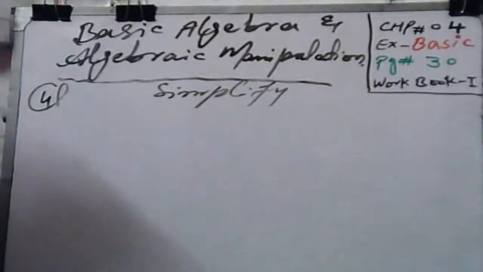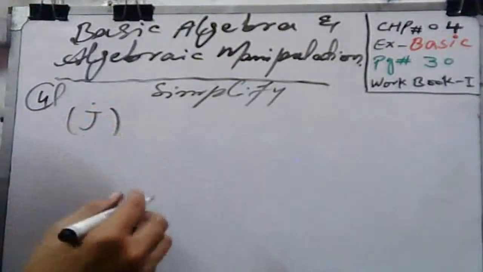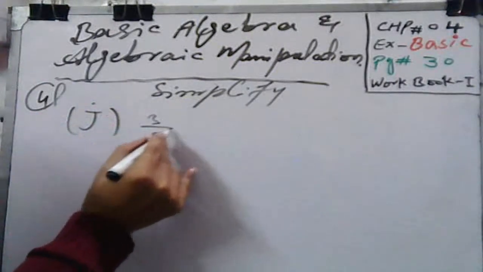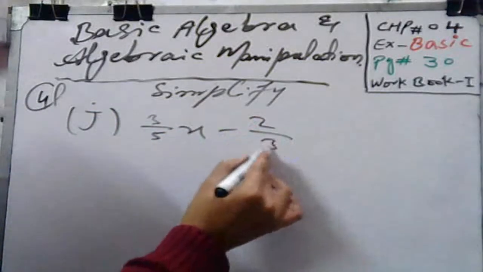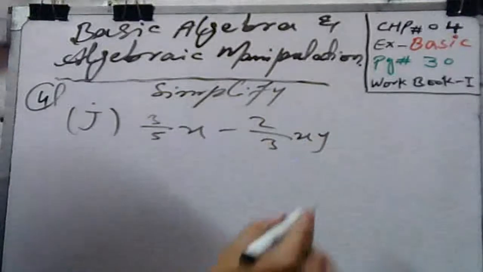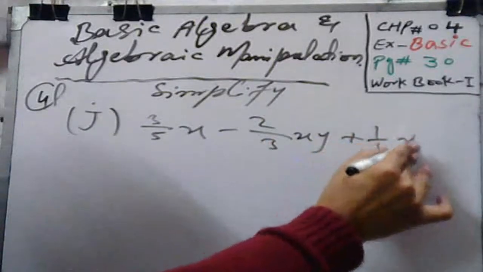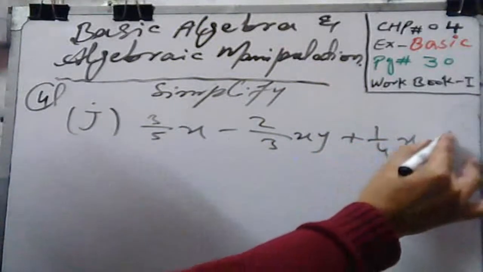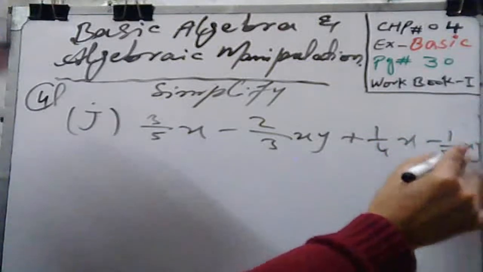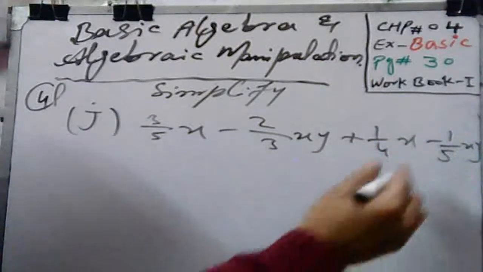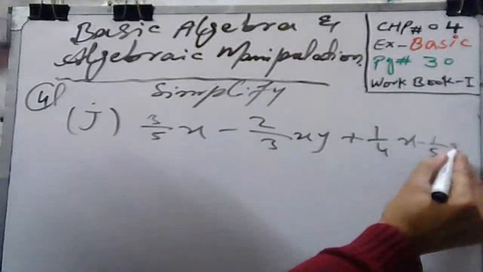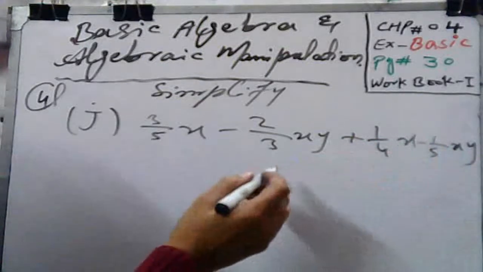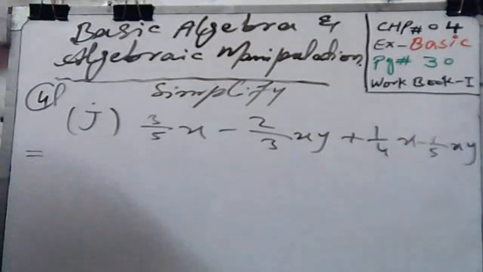Now coming to the J part: 3 by 5x minus 2 by 3xy plus 1 by 4x minus 1 by 5xy minus 1 by 5x minus 1 by 5xy.